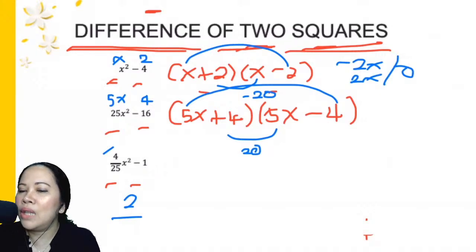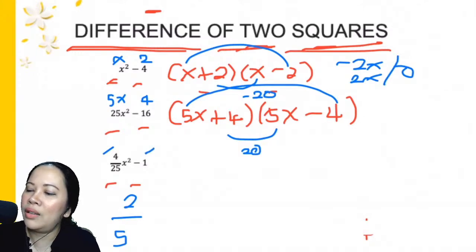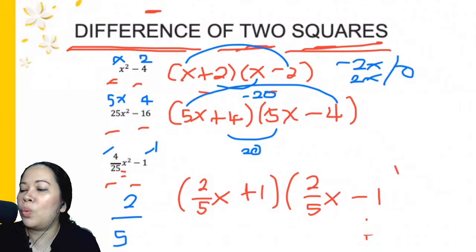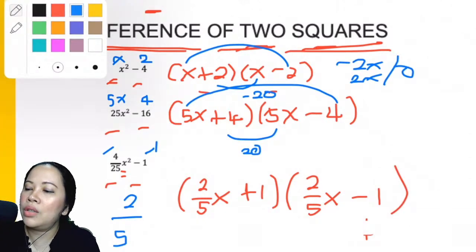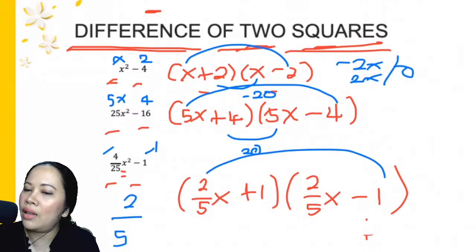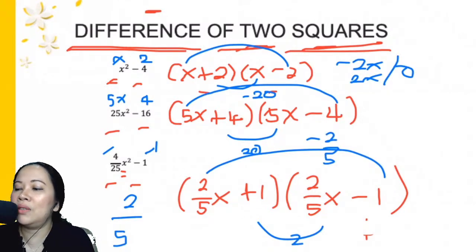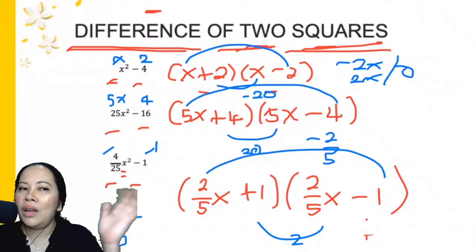Okay? So going to the last one, the root of 25, of course, because 25 is already perfect, is 5. And the root of 1 is 1. So therefore, the factors here are 2 over 5x, because that's the x squared, so it's x, plus 1, and 2 over 5x minus 1. So how do you check? Just do the outer and the inner of your FOIL. So 2/5 times negative 1 is negative 2/5, and 1 times 2/5 is 2/5. Therefore, negative 2/5 plus 2/5 is 0, which is the middle term.